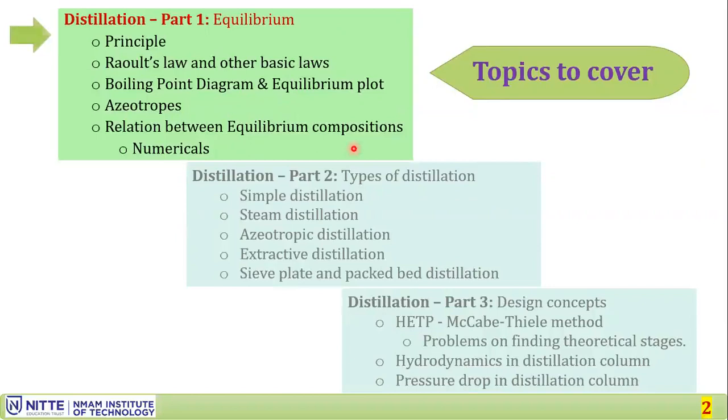That is, the principle of equilibrium, basic laws or rules related to the equilibrium, then boiling point diagrams and equilibrium diagrams. We'll be coming across one special type of solution called an azeotrope, and the mathematical relationship between these equilibrium compositions, and based on that, a numerical.